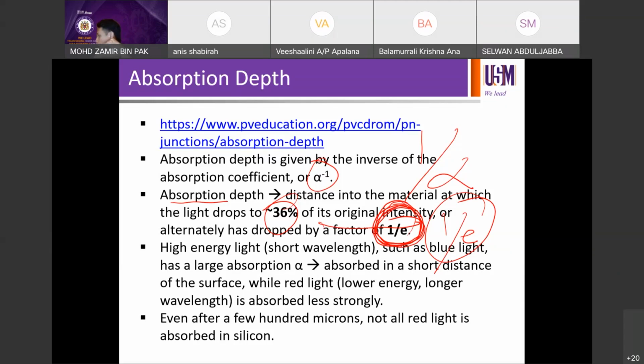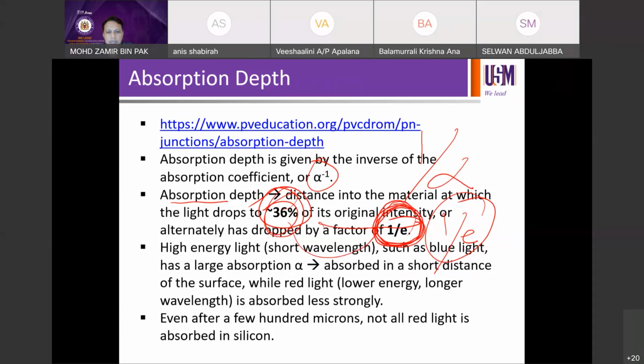Anyone got anything? 1 over E, 1 over E, yes. E to the power of 1, to the power of 1. Anyone? Right, so 0.367, Sophie, right? Good. So that's this 36%. Sama, huh? So it's dropping by that amount, to that amount, right?